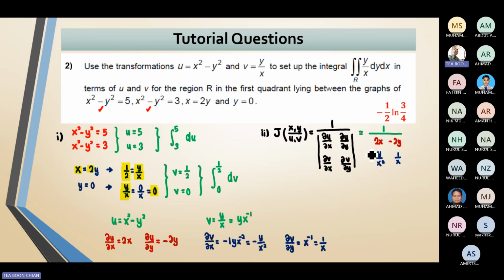So everything has been set up for the Jacobian computation. Finally, time to compute the determinant. So again, 2x multiplied by 1 over x, minus negative 2y multiplied by negative y over x squared.